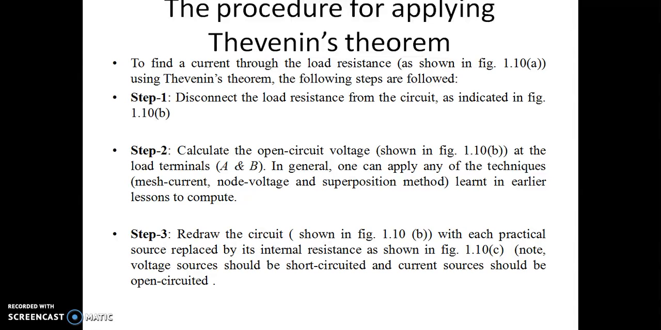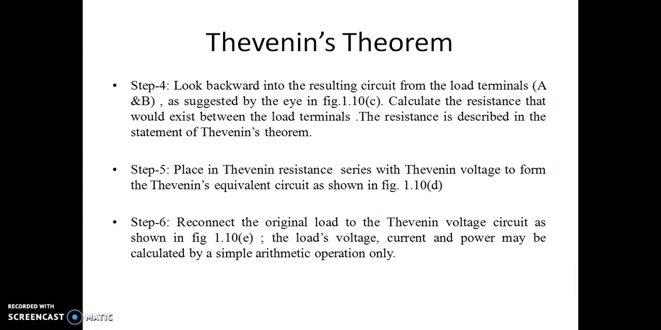Voltage sources should be short circuited and current sources should be open circuited. Thevenin's theorem. Step 4. Look backward into the resulting circuit from the load terminals A and B as suggested by the eye in figure 1.10c. Calculate the resistance that would exist between the load terminals. The resistance is described in the statement of Thevenin's theorem.